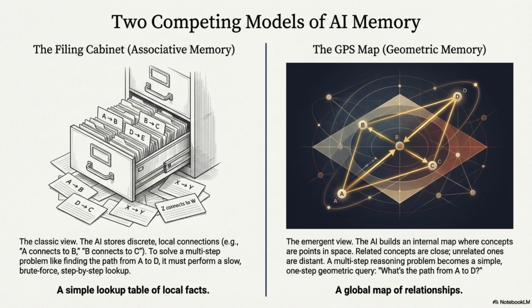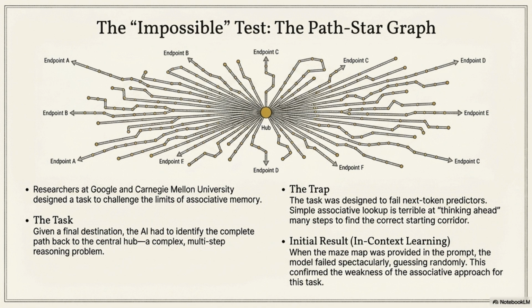That's it. So if you ask it a complex multi-step problem, say, finding a path from A all the way to D, it has to perform a slow, brute force, step-by-step lookup. It checks A, finds B, checks B, finds C, and so on. It's a very literal sequential process. That sounds incredibly fragile. I mean, if it misses just one step in that chain. The whole thing falls apart.